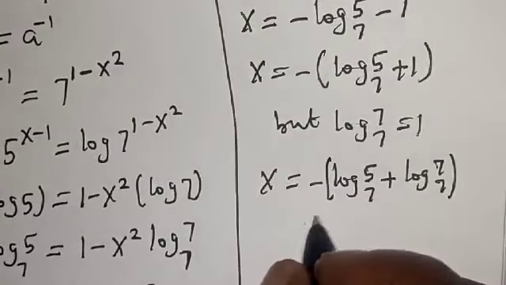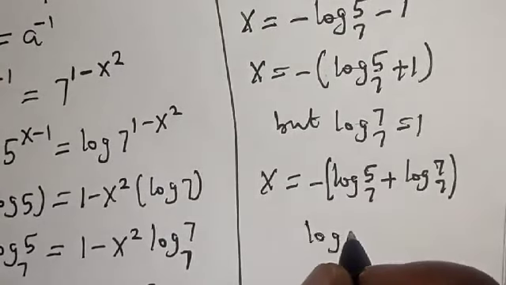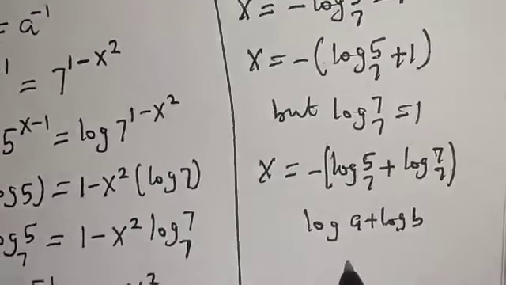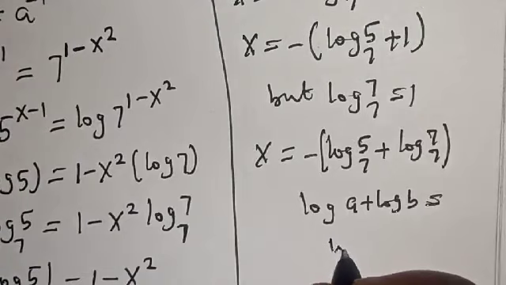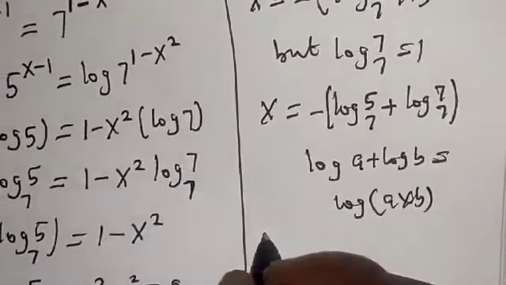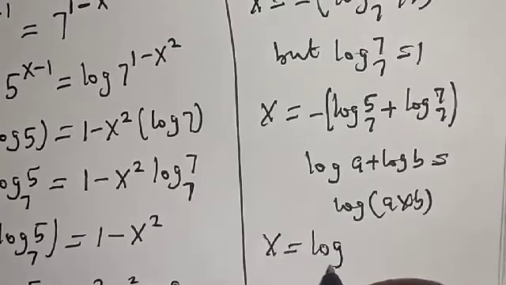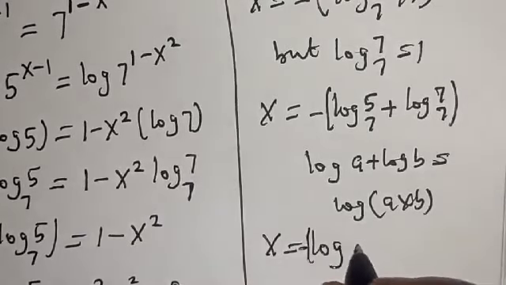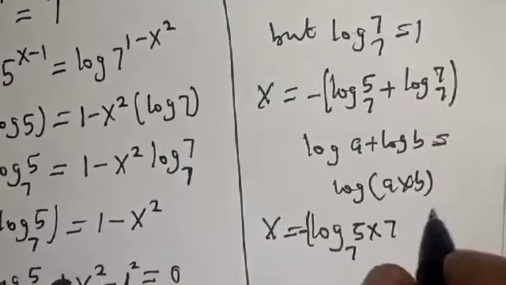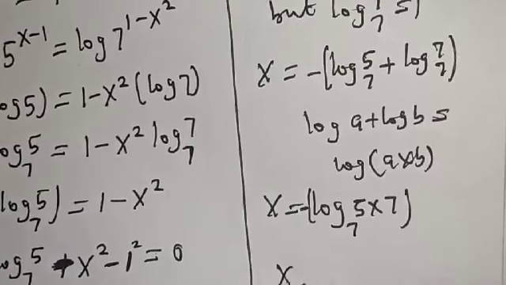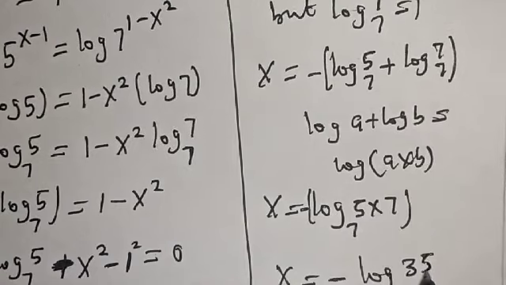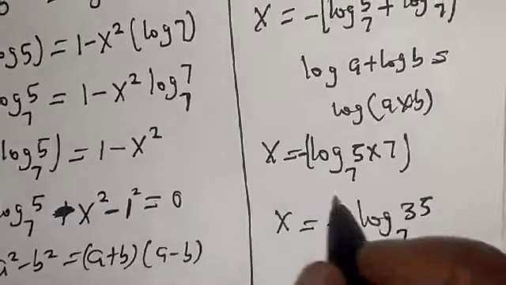Then remember, if you have log A plus log B, this is equal to log A times B. Then x is equal to minus log 5 times 7 base 7, and x is equal to minus log 35 base 7. That is our final answer.